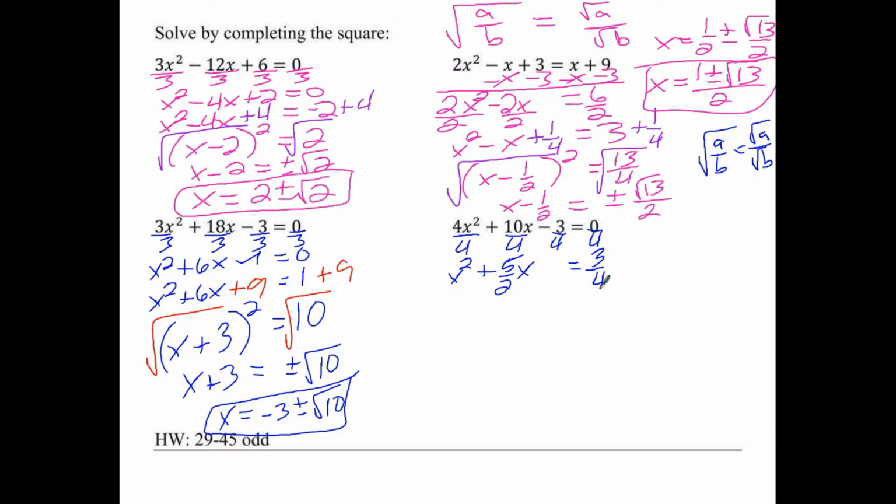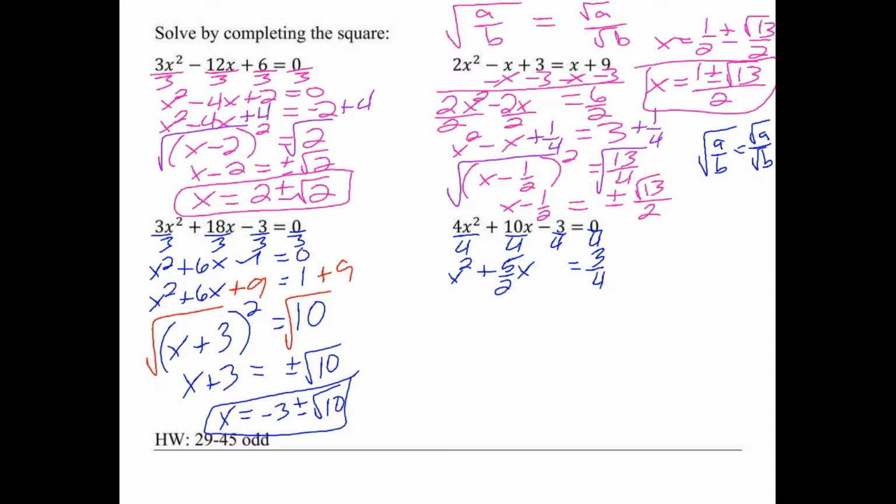Half the b term squared and then squared. Half of the b term. So what is 5/2 divided by 2? What is half of 5/2? I don't want decimals. I don't want mixed numbers either. Half of 5/2 is, don't give me mixed numbers. What's half of a half? Okay, so what's half of 5/2?